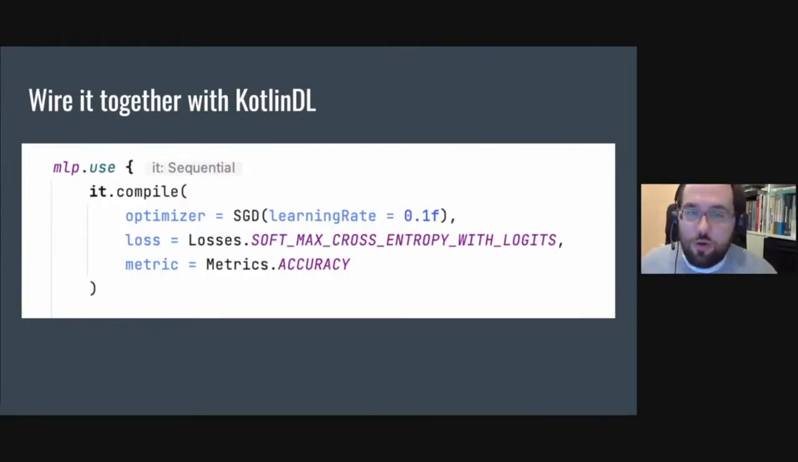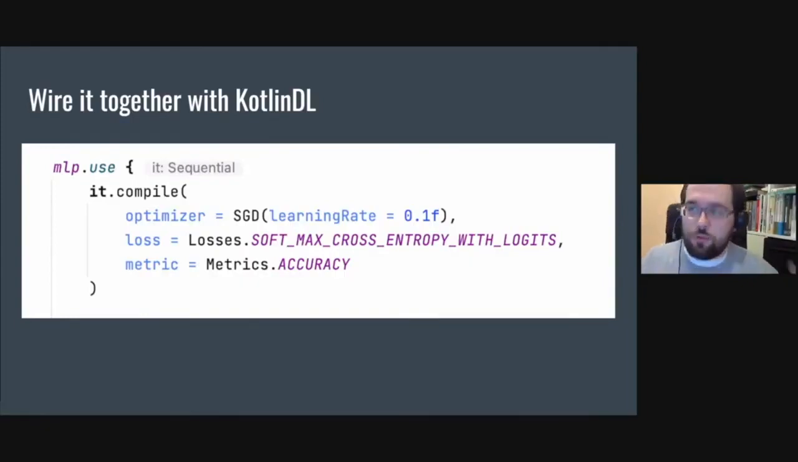So in KotlinDL, it looks like the compilation of the model. You should set up the optimizer, you should set up the loss function, you should set up the final metric, how to estimate your model on each epoch, for example, and at the end.